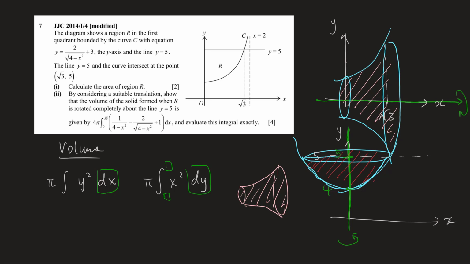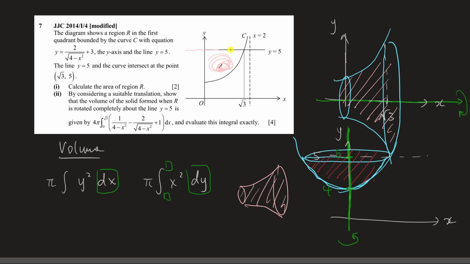Here, this question says, by considering a suitable translation, show that the volume of the solid when R is being rotated about this line now. The issue with this question is your axis of rotation is neither the x nor the y, right? So this is why they ask you to do a suitable translation. In order for you to rotate this with respect to this line, we have to shift the curve down and turn it into a graph that looks like that, so that this pink color line is now this pink color line here. And then the graph will look correspondingly like this.